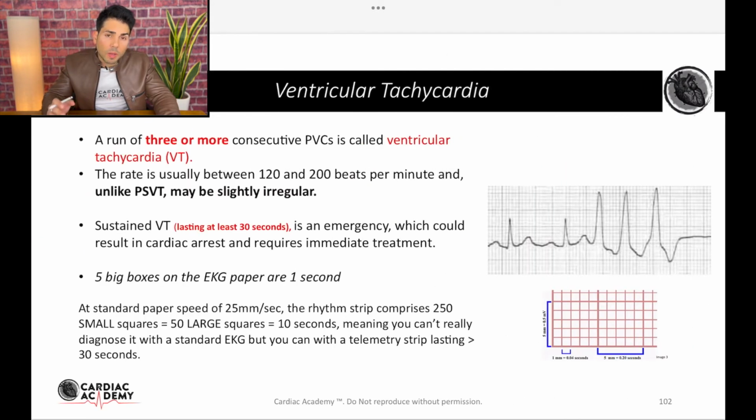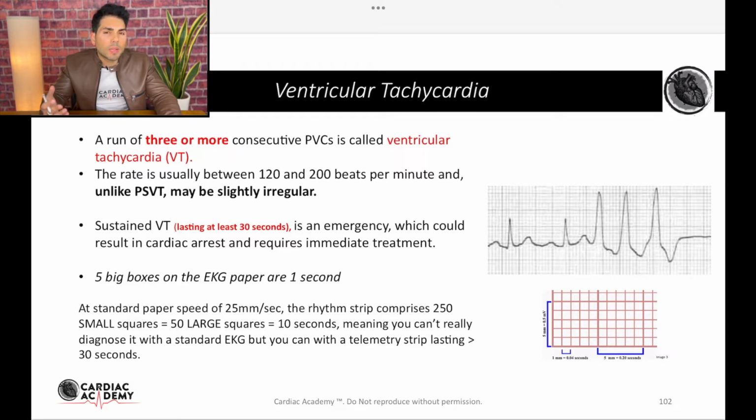All right, so let's talk about V.Tach, ventricular tachycardia. So the definition for V.Tach is actually 3 consecutive PVCs, okay? And V.Tach can actually be classified as monomorphic versus polymorphic. But before we go into that, let's think about how to diagnose sustained versus unsustained V.Tach. So sustained V.Tach is ventricular tachycardia that lasts for 30 seconds or more, and non-sustained is V.Tach more than 3 PVCs that does not meet that criteria.